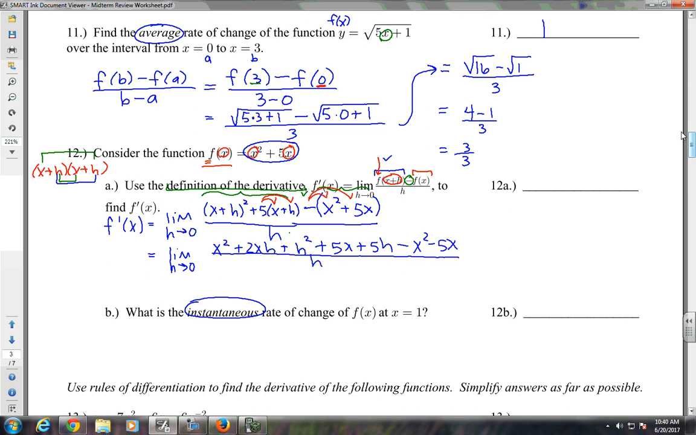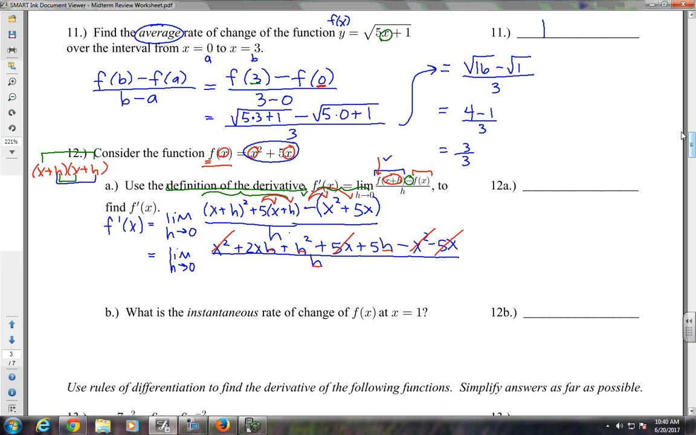Now, at this point, everything without an h should cancel. If it doesn't, you probably have a mistake that you need to hunt down. So let's inspect this. Notice x squared minus x squared, those terms do not have an h and they cancel. 5x minus 5x, those terms do not have an h and they cancel. Every term that's left has an h.